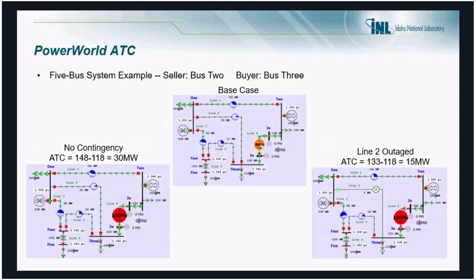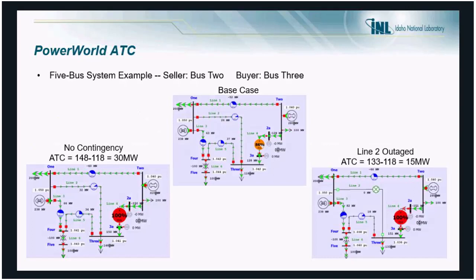So to figure out how much power can be transferred between the seller and buyer, I would say there are generally two ways to determine the ATC. The first way is really manual. We keep increasing the power injection from the seller and also keep increasing the power that's taken out by the buyer. And then for each incremental step, we solve for the power flow until there is one element in the system that reached its limit.